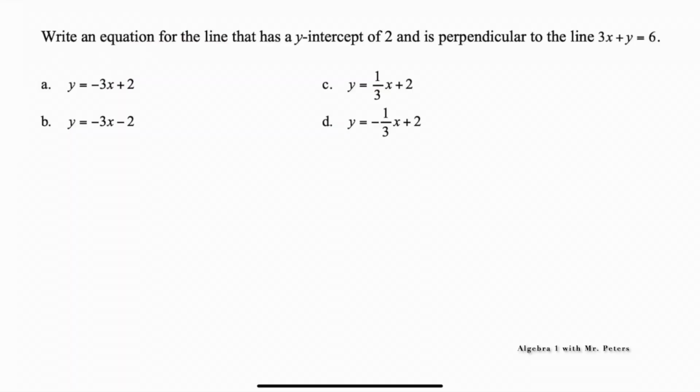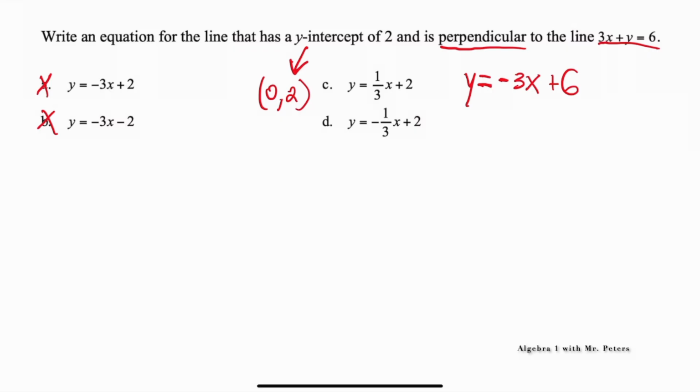We're dealing with slope now, and they want us to write the equation of a line that has a y-intercept of 2. So if we understand this, this is an ordered pair, (0, 2). That's the y-intercept. And they want a line that is perpendicular to the equation. So what we have to do is to put this equation in slope-intercept form. So after we move and get y by itself, we'll have y is equal to -3x plus 6. Perpendicular slopes are the negative reciprocal. So that means A and B are eliminated.